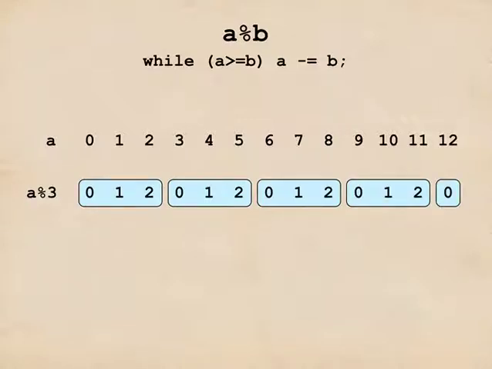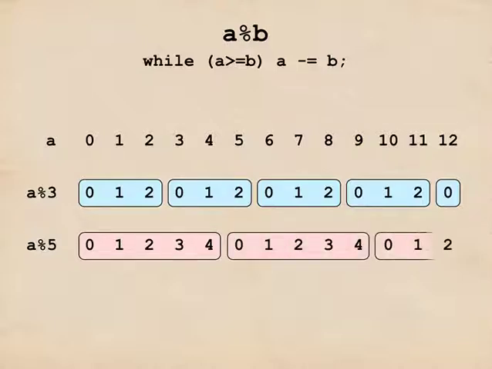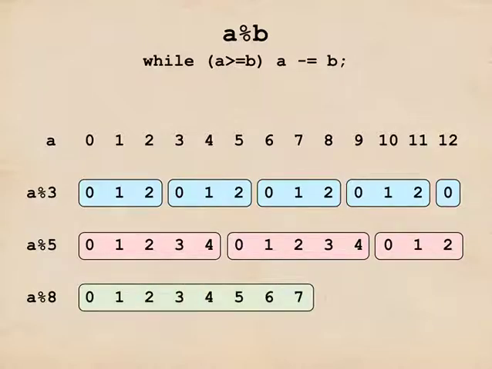Now let's try A mod 5. Well, we just apply the loop at the top for different values of A, and we find that from 0 to 4, the result of A mod 5 is just 0 through 4. How about when A reaches 5? Then A is greater than or equal to 5, so we subtract 5, giving us 0, and the pattern starts again. When B is 8, the pattern is now 8 elements long, containing the numbers 0 through 7. In general, as A goes up and up, for any B, we will get back a never-ending sequence of the numbers 0 through B minus 1.